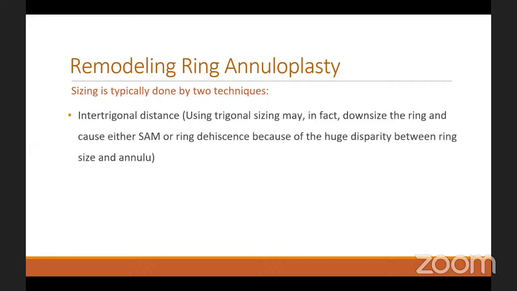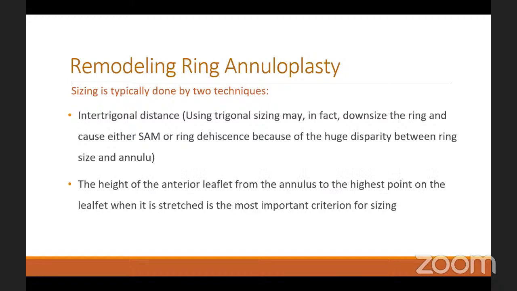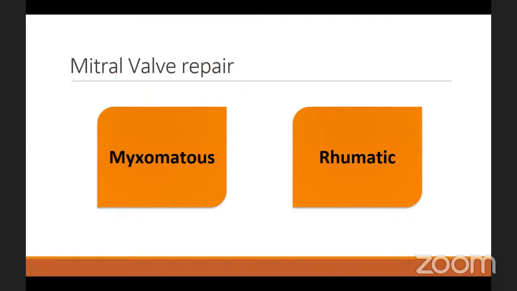So sizing, as we said, is done by two techniques, either intertrigonal distance, but this may usually cause downsizing of the ring and cause SAM or ring dehiscence. So it's better to use the height of the anterior leaflet, from the annulus to the highest point on the leaflet when it is stretched. So this is what we have for myxomatous mitral repair.